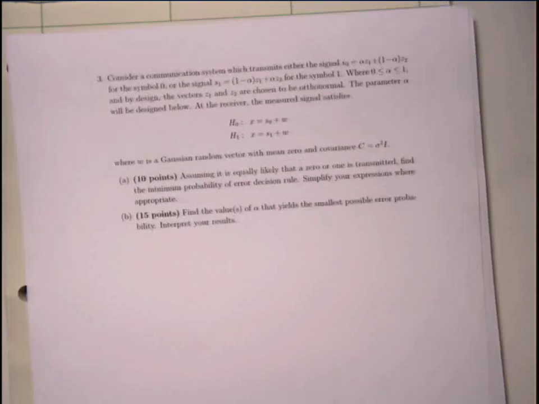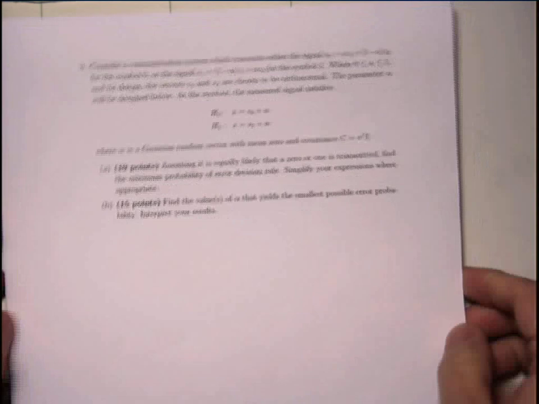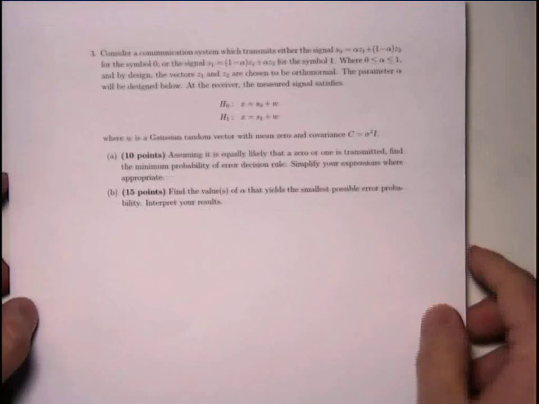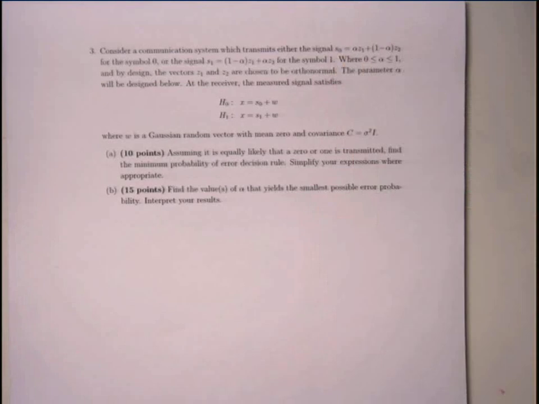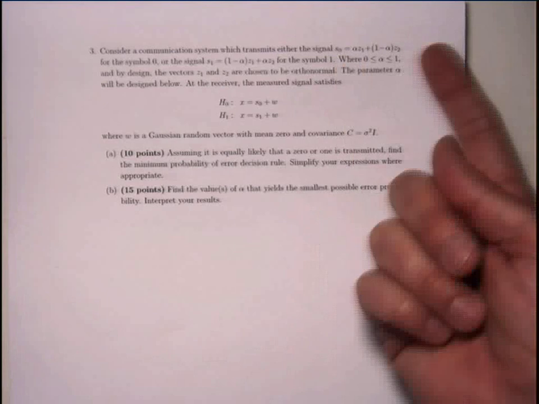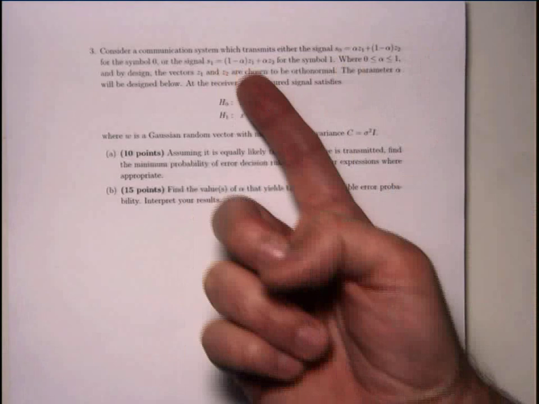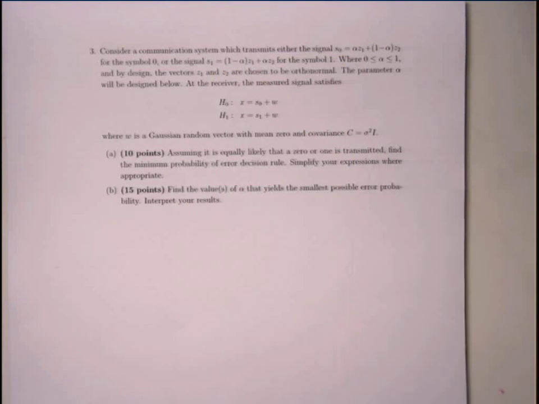Okay, so the next one, hopefully we'll have time to do this. The next one says you have a system that transmits either a signal S0, which has this form, or S1, which has a slightly different form. The only difference between these two is that there's a 1 minus alpha first here, and there's a 1 minus alpha in the second piece in the other one. And alpha is between 0 and 1. And the vectors Z1 and Z2 are chosen to be orthonormal.